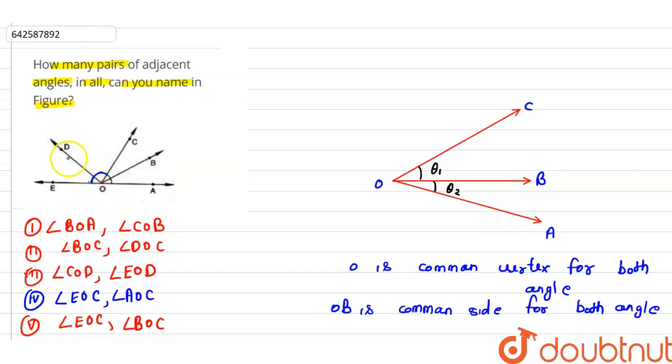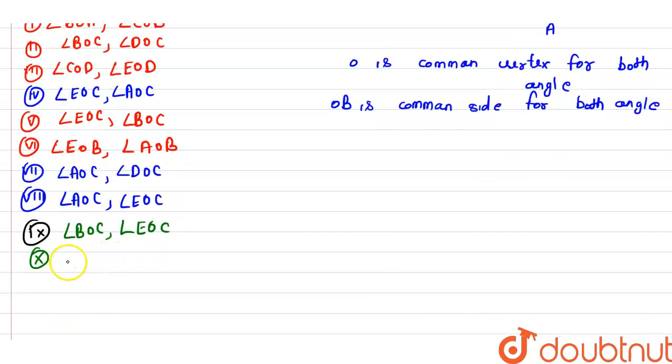If we see the next pair of adjacent angles, it is angle AOD and angle EOD. Here there is one common vertex, that is O, and the common side is OD. So this pair, angle AOD and angle EOD, is also an adjacent angle pair.